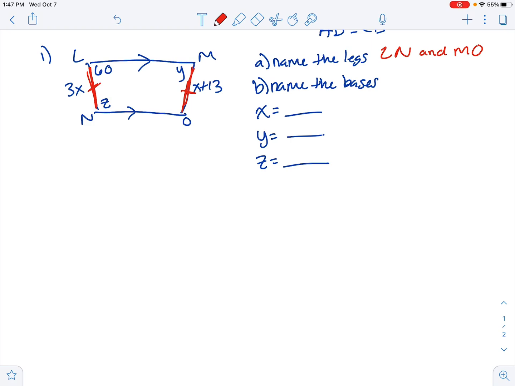All right, name the bases. The bases are the parallel lines. So we have LM and NO. Those have the parallel marks on them. Okay, those are the bases. Okay, if this is an isosceles trapezoid, what do we know about the legs? We know that the legs are congruent. So we're going to take these legs and we're going to set them equal. And then solve.